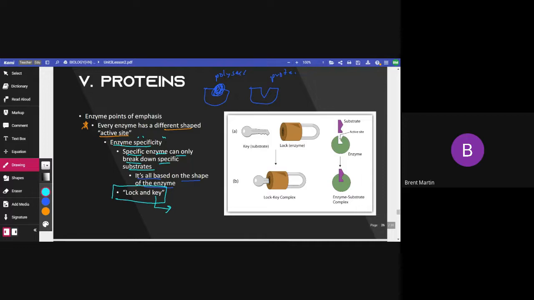So I mean, it's nice that we have unique shapes to things. Just like it's nice that we have unique enzymes that help us digest food and break things down, and it makes it easier on our body, right?